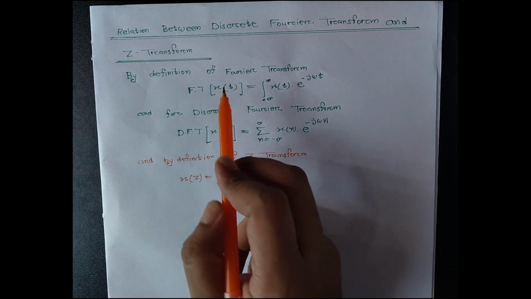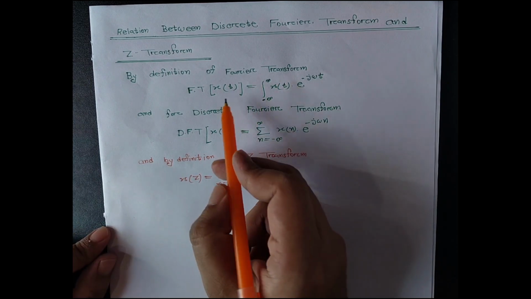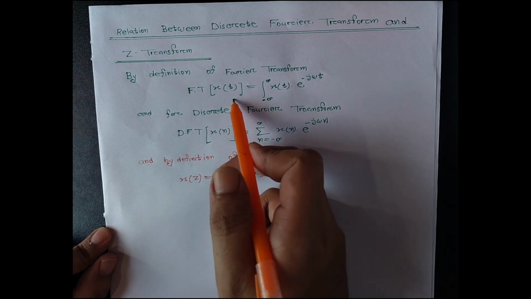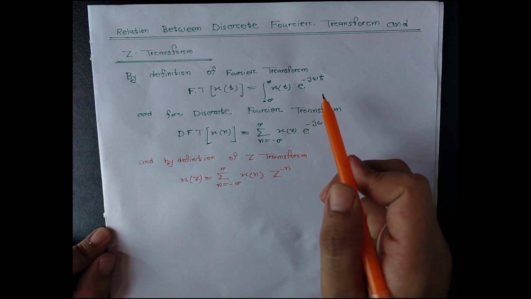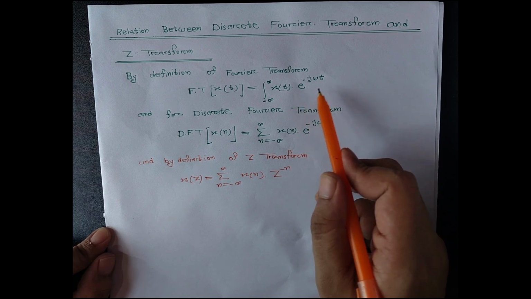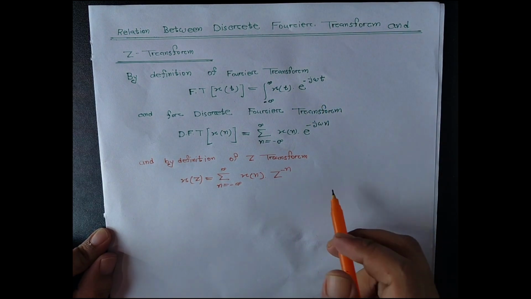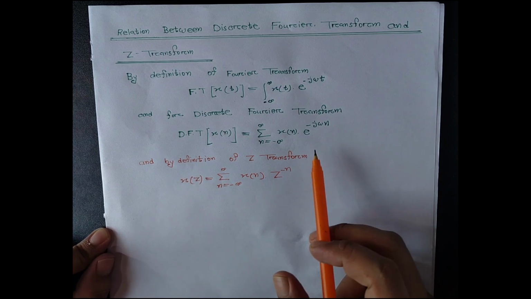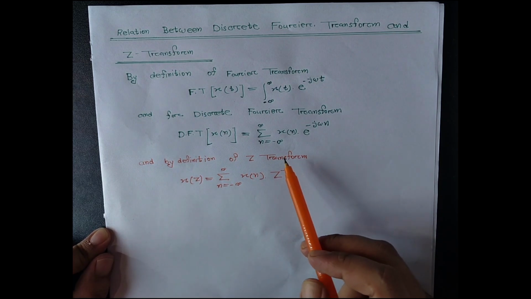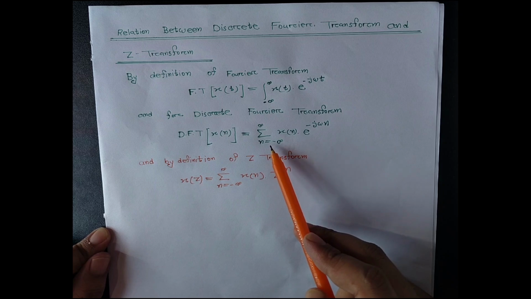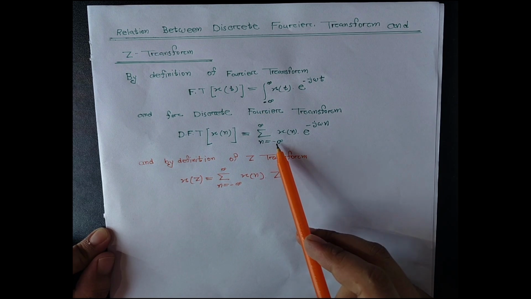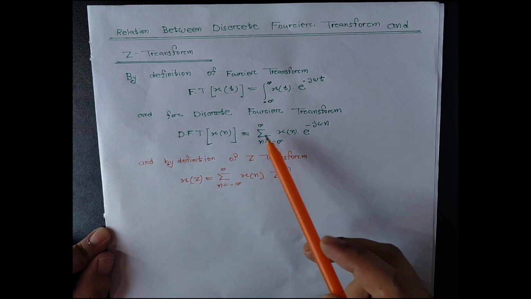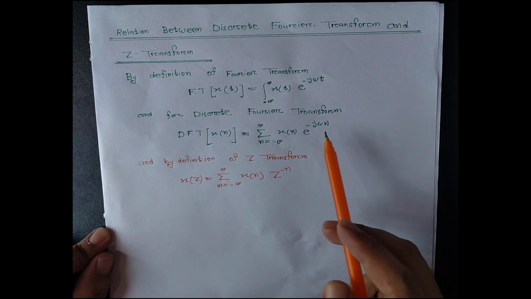By definition of Fourier transform, FT of x of t equal to integration from minus infinity to plus infinity of x of t into e to the power minus j omega t. And for discrete Fourier transform, DFT of x of n equal to summation of n equal to minus infinity to plus infinity x of n into e to the power minus j omega n.